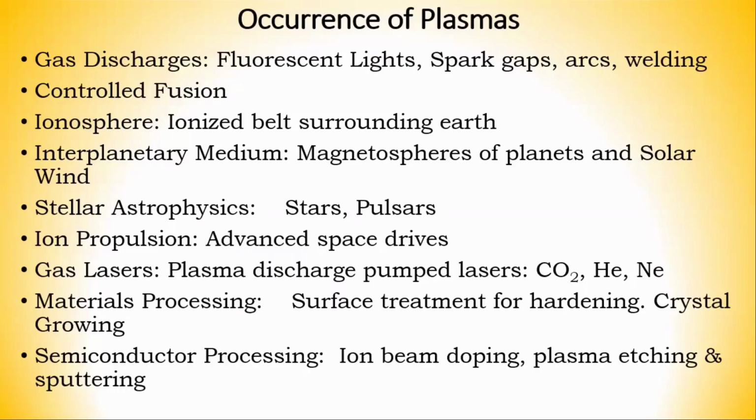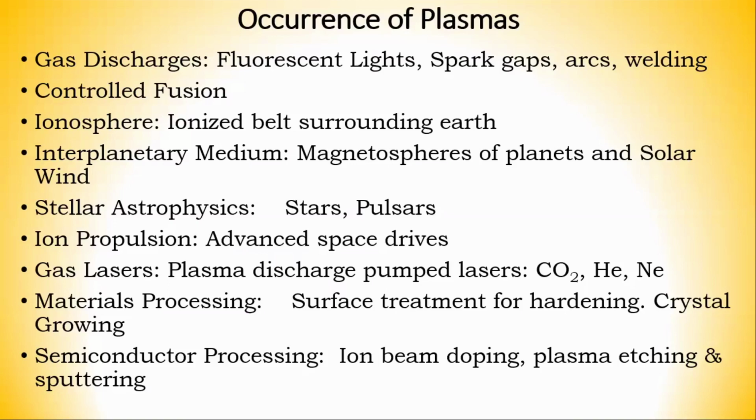Now, where can you see the plasma, where is the plasma gas found? During the gas discharge, like in fluorescent light, spark gaps, welding. In bluish welding, if you have seen it, the bluish colored flame or spark you can see is plasma. In spark gaps, particularly in your bike, sometimes the carbon particles get deposited on the spark plug, you might have seen that.